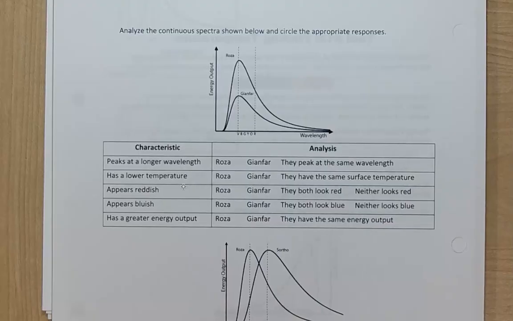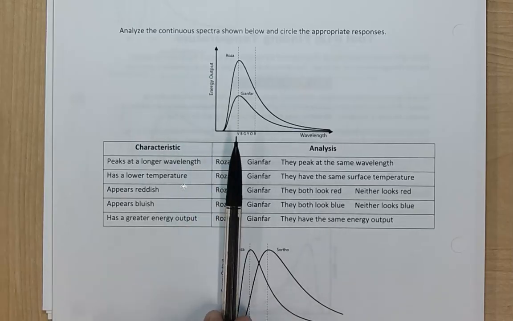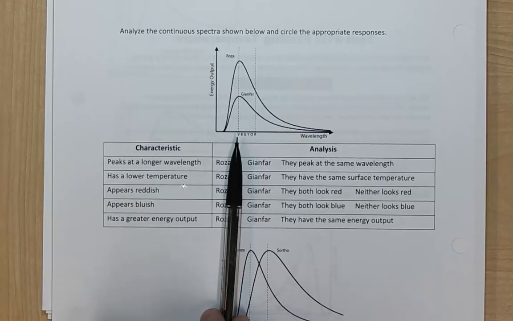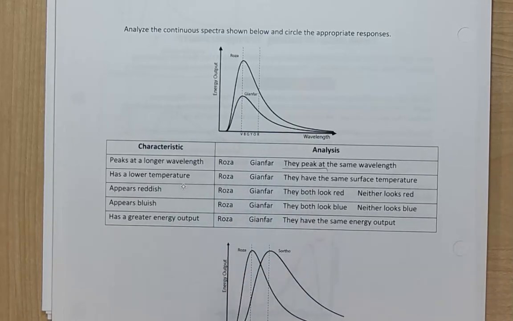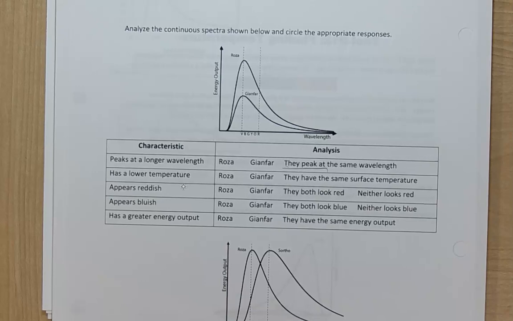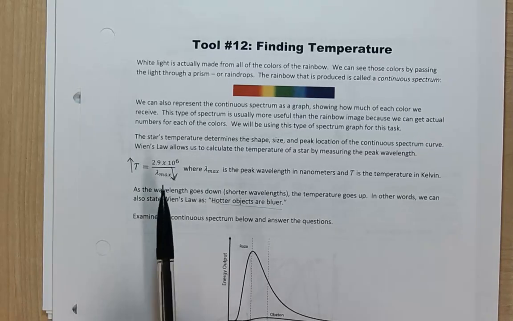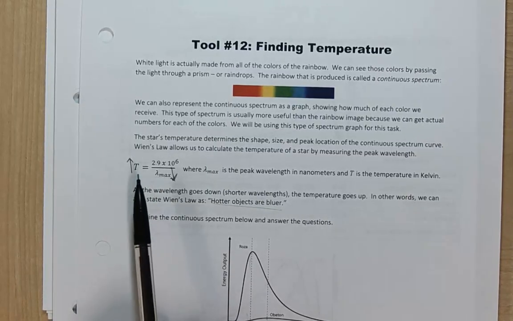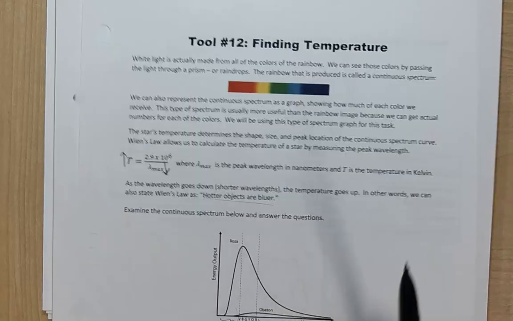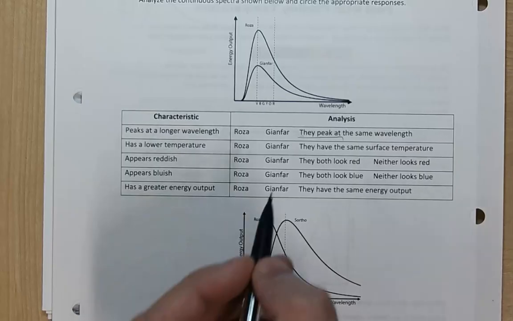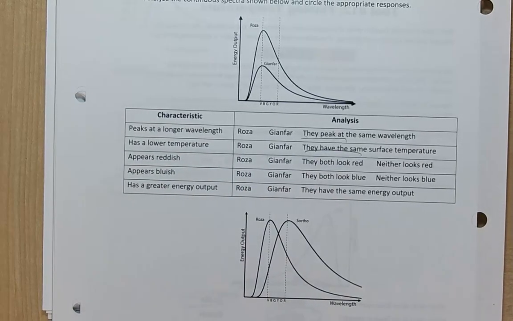All right. Which one peaks at the longer wavelength? Well, Rosa peaks in the violet. Gianfar peaks in the violet. So they peak at the same wavelength. If they peak at the same wavelength, what's the relationship of their temperatures? Well, the peak wavelength only depends on temperature, right? The peak wavelength for a continuous spectrum only depends on the temperature. So if these two stars peak at the same wavelength, then they must have the same temperature.